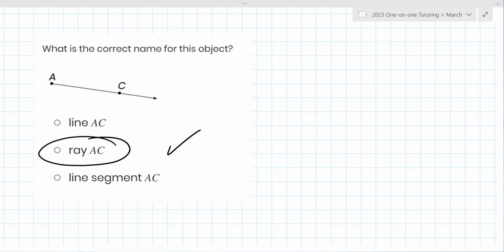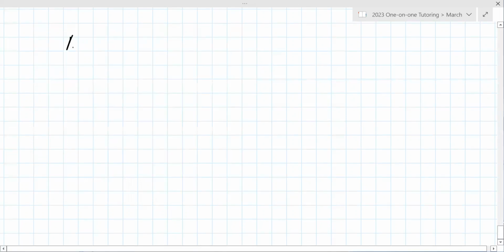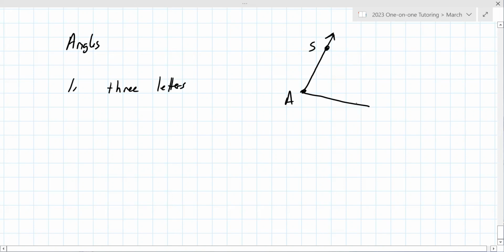All right, now another thing that is kind of new here is angles. Okay, there's a couple of ways to identify angles. The first way, the best way, is with three letters. So let's say I give you an angle like this: S, A, and T. The order matters here. The middle letter, Michael, the middle letter is the vertex. Okay, the vertex is the pointy end.